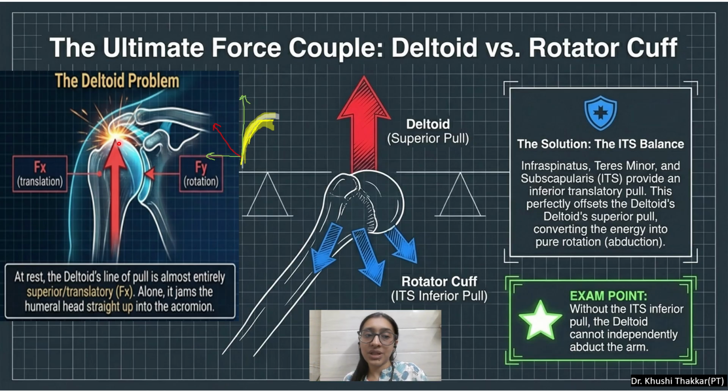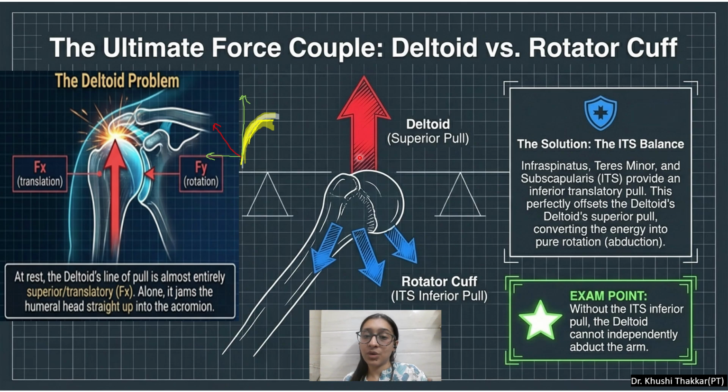Now, what to do for this translatory component? And there is one important thing, that until translatory component is compromised, the rotatory component cannot act. Means deltoid cannot act as an abductor until this translatory component is compromised. So let's jump to the solution, that is ITS. What is ITS? The three muscles, that is the infraspinatus I, teres minor and not major, and S stands for subscapularis. All these three work together as a rotator cuff, which provides an inferior translatory pull.